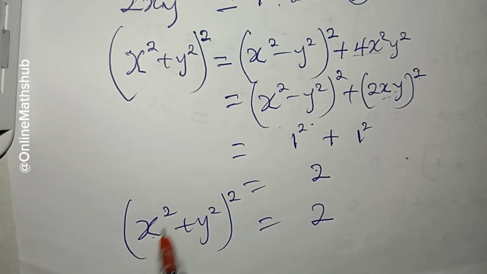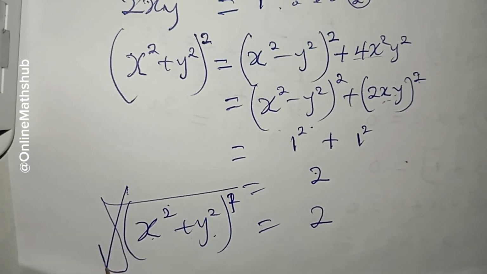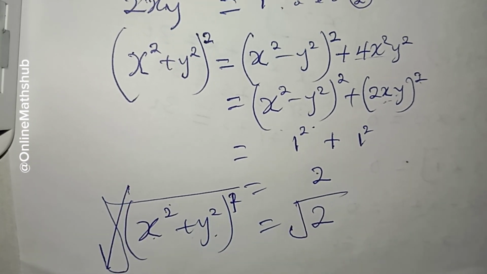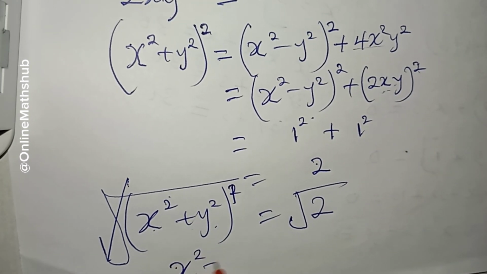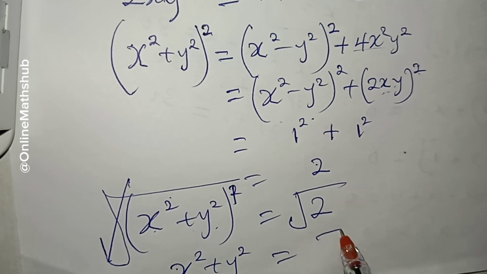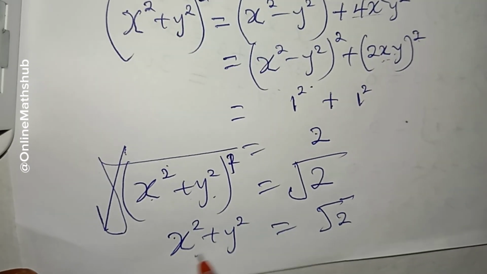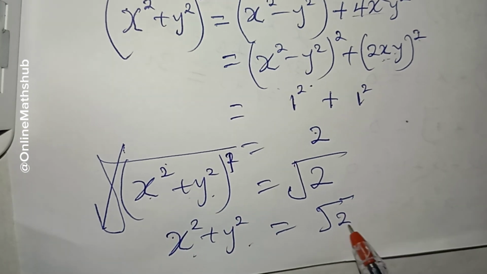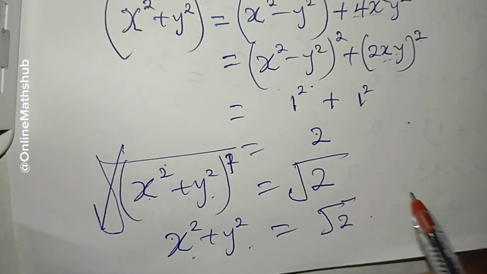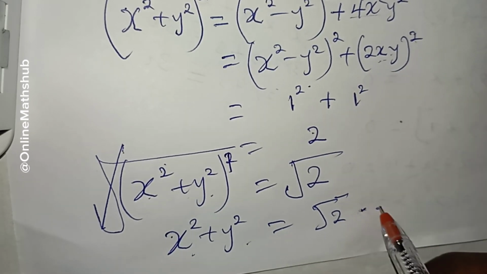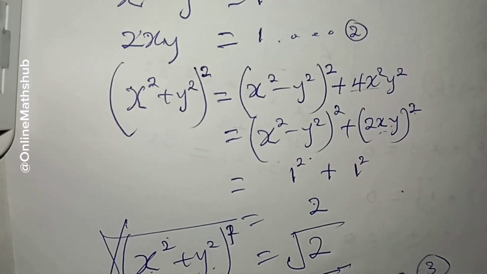Then for me to get x squared plus y squared, I can go ahead and take the square root of both sides, so that obviously you can see that x squared plus y squared is equal to root 2. Now that we've gotten x squared plus y squared and seen that the value is root 2, let me call this equation 3. I'm going to combine equation 1 and equation 3.